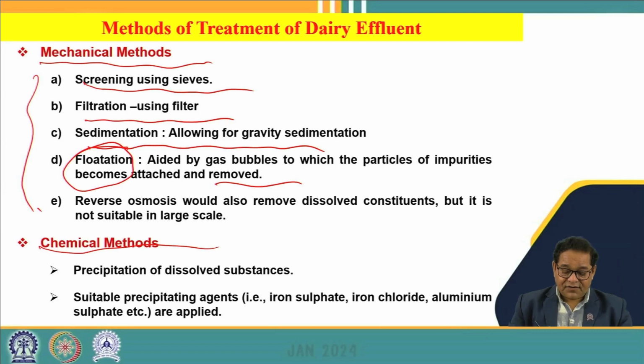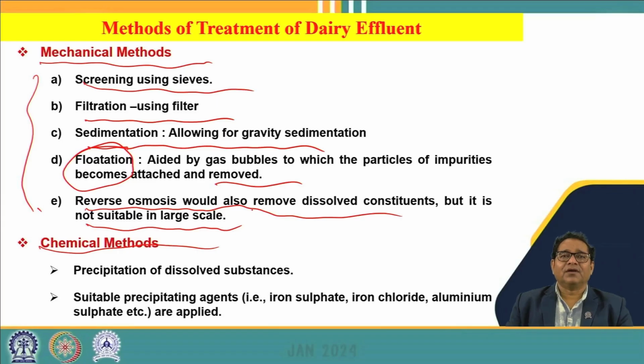Then reverse osmosis would also remove dissolved contaminants, but it is very costly and a huge amount of wastewater is generated, so it is not suitable for large scale.